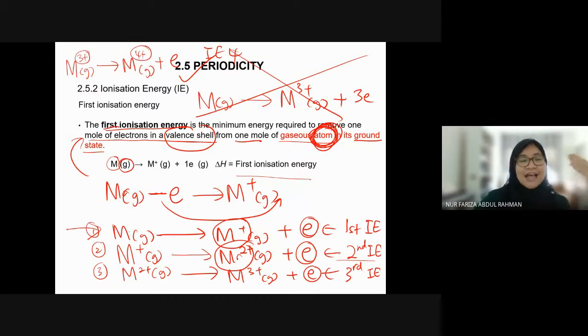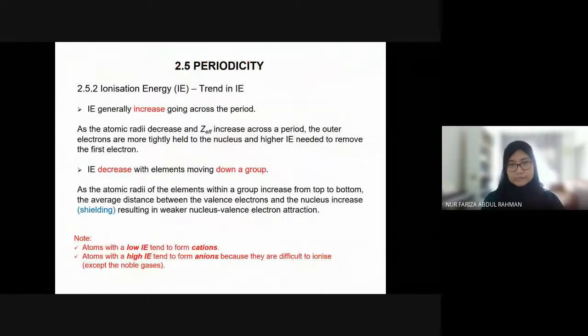If not, I would highly advise you to start from the first, second, third, and so on, and then highlight that one. Highlight the one that is asked by the question. Alright, guys. General, what do we call this? General trend.